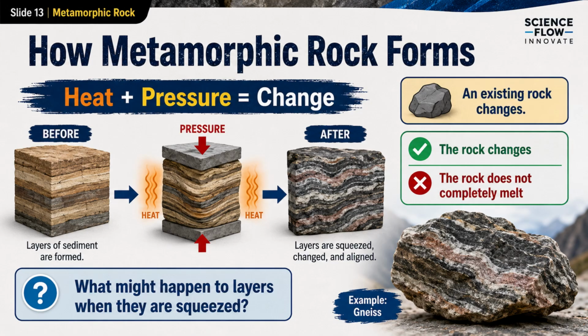Metamorphic rock begins as an existing rock. Deep inside Earth, heat can soften and change its minerals. Pressure squeezes and stretches its layers. The rock changes its shape, texture, or pattern, but it does not completely melt. The word metamorphic means changed form. Think about it. What might happen to rock layers when they are squeezed?